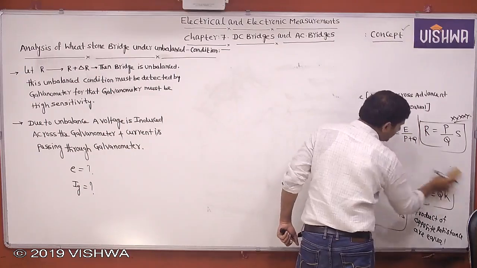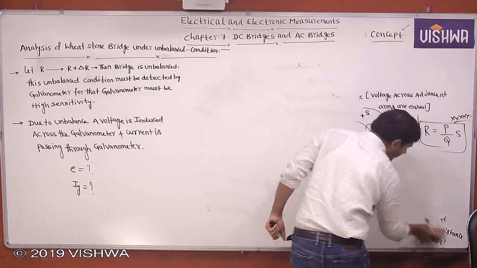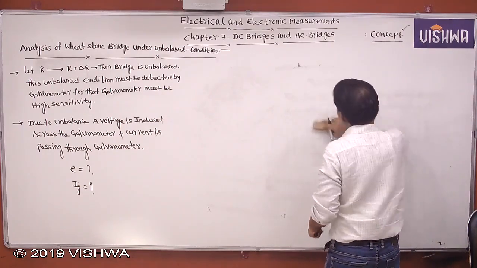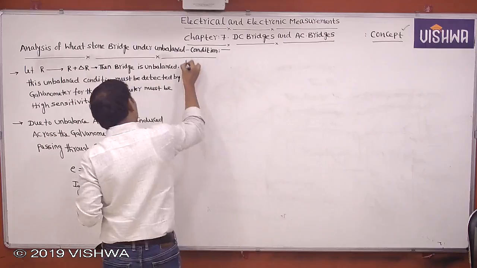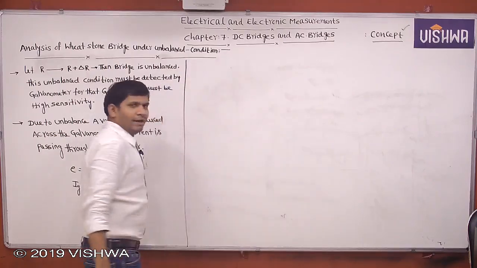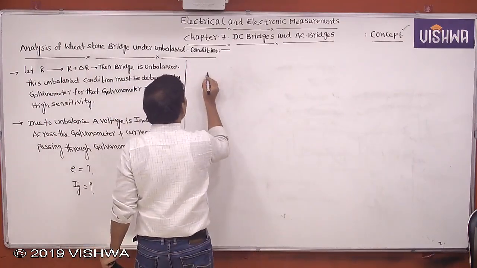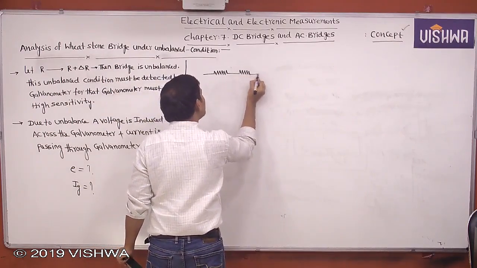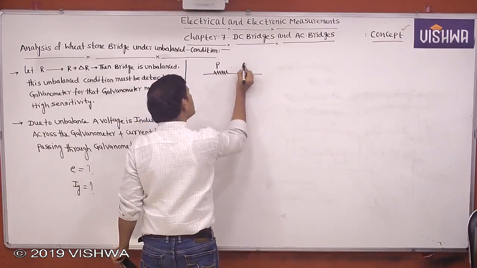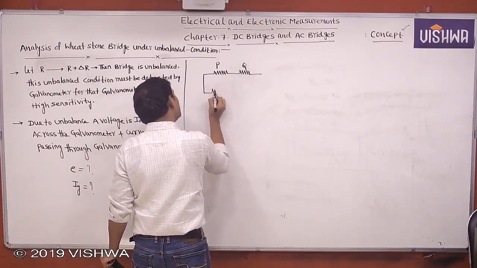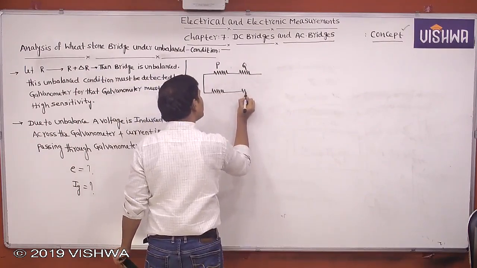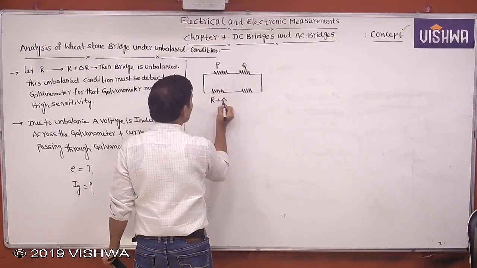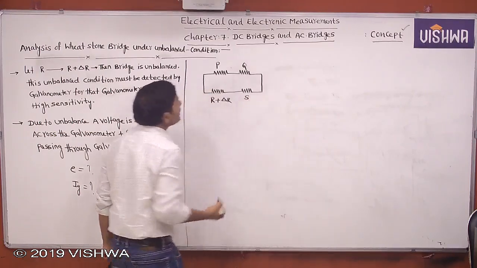To calculate this E and IZ, apply Thevenin's theorem. Let us consider, this is the equivalent of the bridge. This is P and this is Q. This is the ratio arm resistances. Now this is R plus delta R and this is S. The resistance is changing from R to R plus delta R.